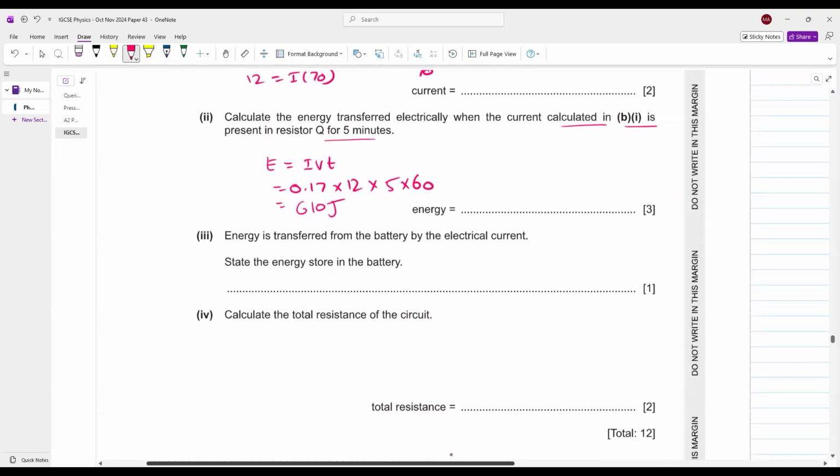Further move ahead. Energy is transferred from the battery by electrical current. State the energy stored in the battery. Always remember the battery stores chemical energy. Always remember that.